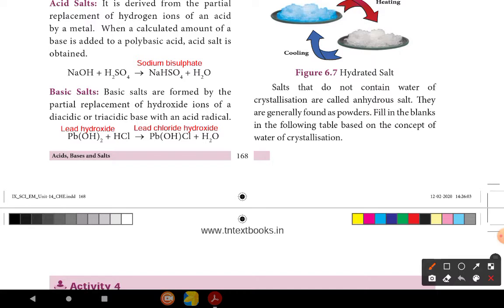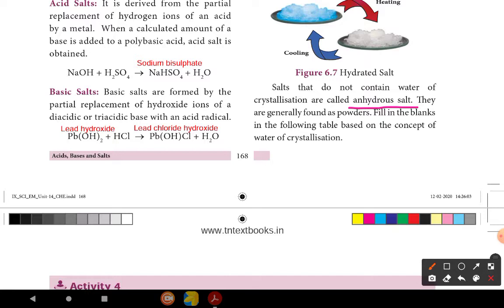This is a special name. What is this, children? Anhydrous salt. When the salts do not contain water of crystallization, there is no water in this salt. When the crystallizing water molecules are not present in the salt, then it gets a special name and it's called as anhydrous salt. So salts which do not contain water of crystallization are called as anhydrous salt.